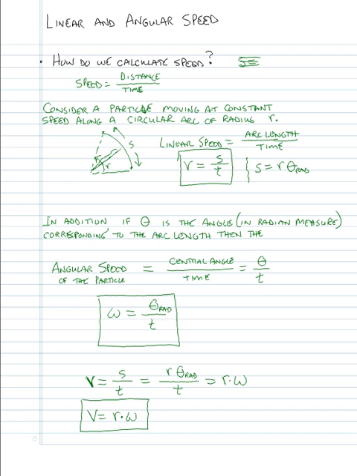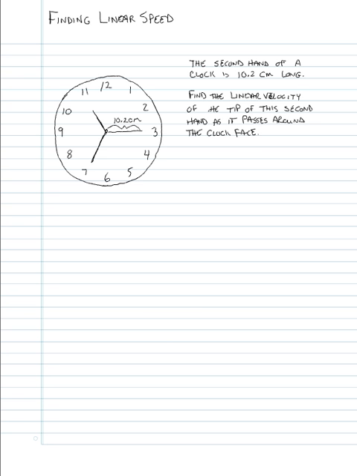Well, let me draw a little diagram here. Here's my clock, and of course I've got an hour hand and a minute hand. The hour hand is the short, thick one, and the minute hand is the long, thick one, and of course the second hand is right here. It's usually smaller or a different color, and that's what's 10.2 centimeters long. And of course the second hand travels around a lot faster than anything else, doesn't it?